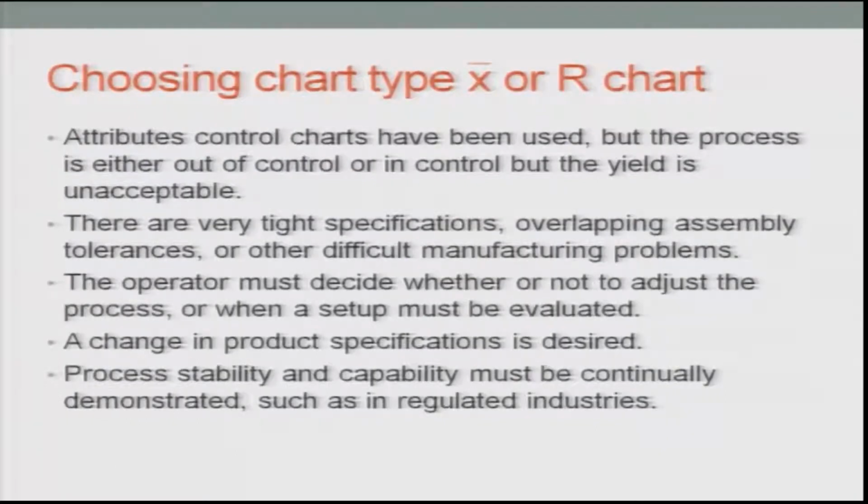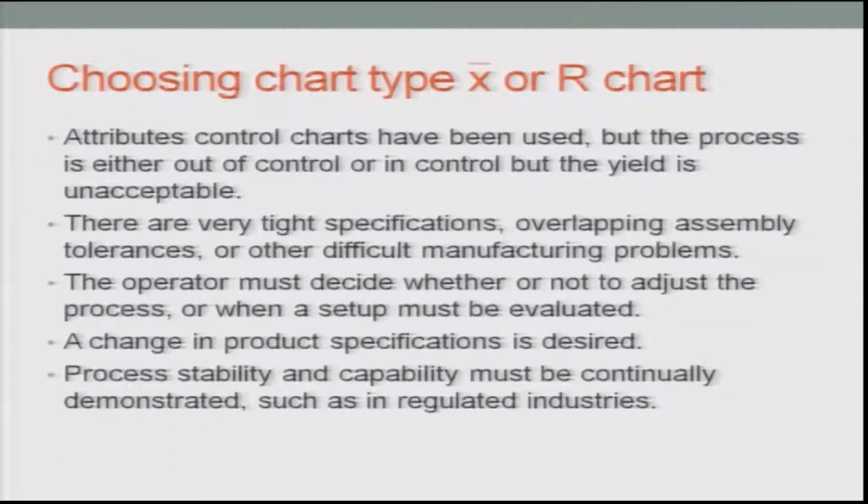Continuing the discussion of choosing the chart type, whether the X bar or the R charts. Attributes control charts have been used, but the process is either out of control, or in control but the yield is unacceptable based on the information which you have. So, there are very tight specifications, overlapping assembly tolerances or other difficult manufacturing problems. The operator must decide whether or not to adjust the process, or when a setup must be evaluated, and then corrective action should be taken as necessary.